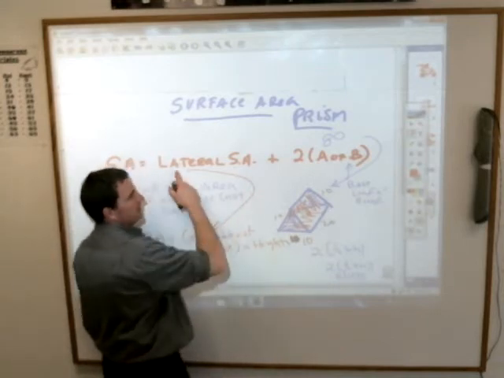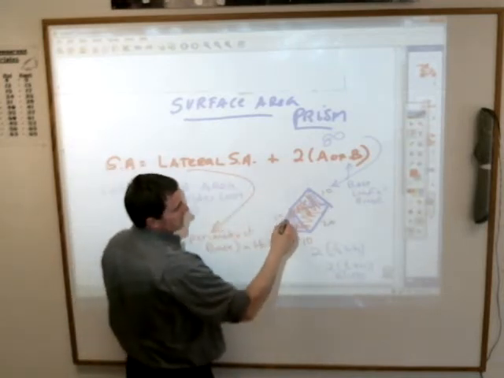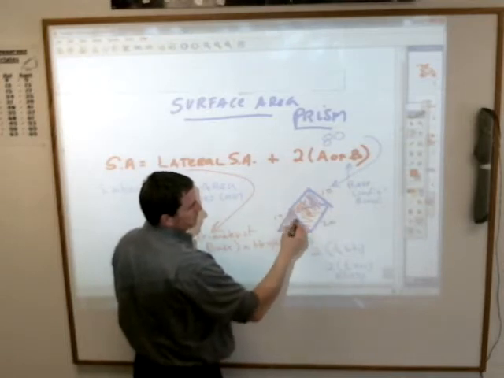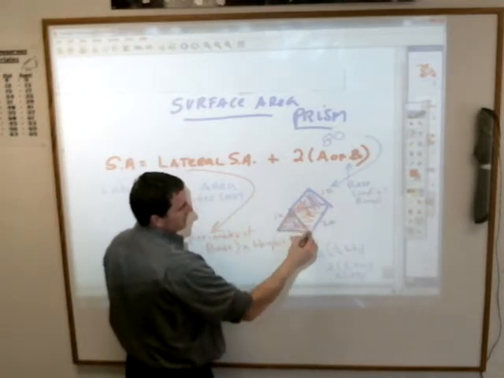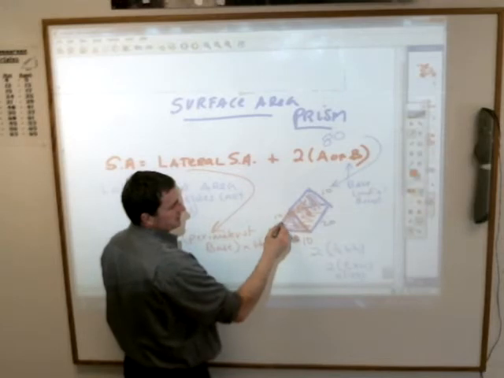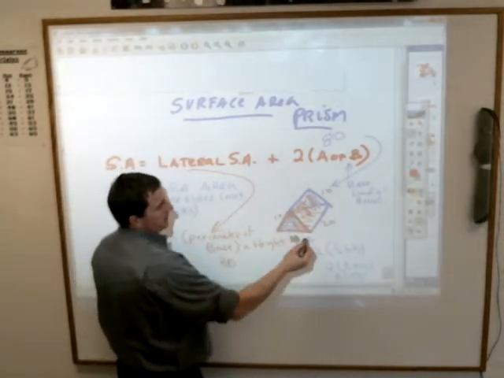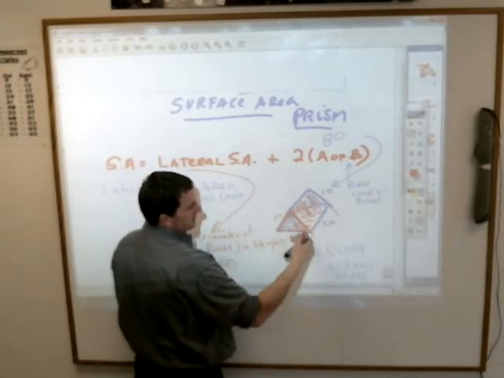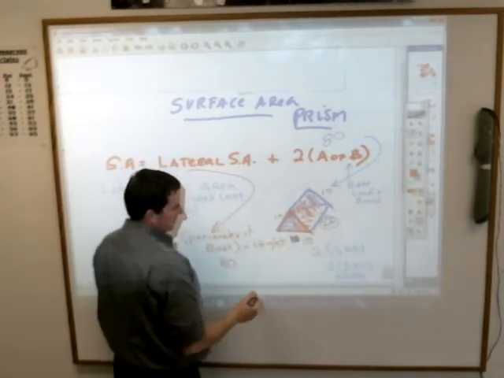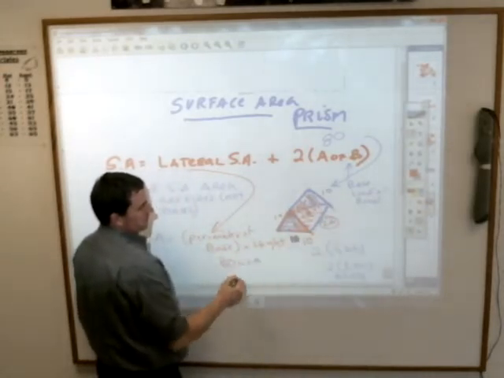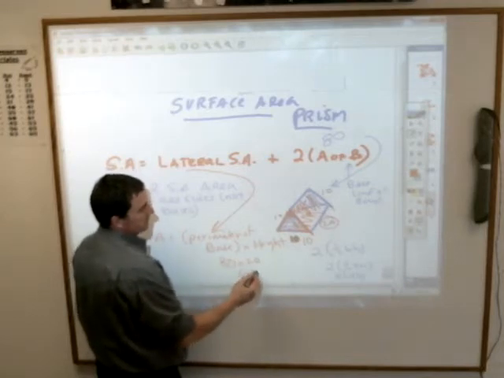That means this. To find the lateral surface area, you find the perimeter of the base. What would be the perimeter of my base? It's 10 plus 10 plus 10. That's this shape. Okay, that's 30. And then the height is, if it's sitting on its base, how tall is it? 20. So 30 times 20 is 600.